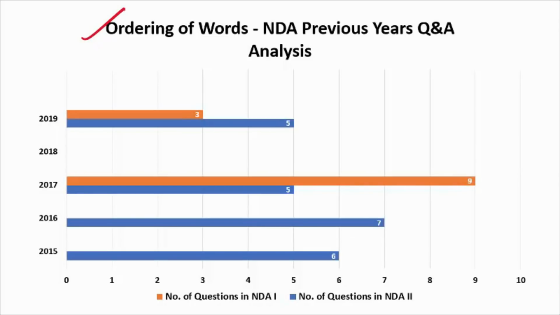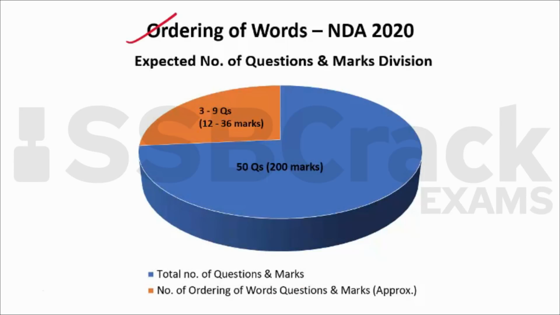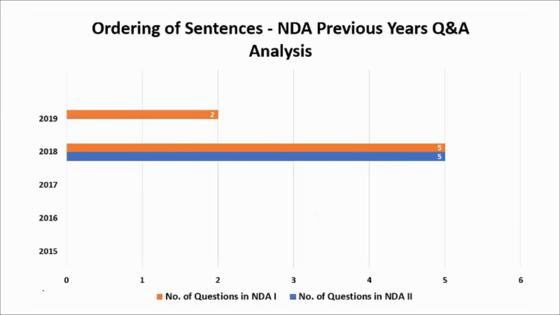Now, ordering of words in sentences is one topic, but the questions are different. From ordering of words questions, the least number of questions came in 2019 NDA 1, which were only 3, while the largest number of questions from ordering of words were 9 in number, which came in 2017 NDA 1, right? So the number of questions you can expect from ordering of words in your upcoming NDA English section will vary from 3 to 9 questions, carrying 12 to 36 marks out of 200 marks in total. Moving on to the ordering of sentences.